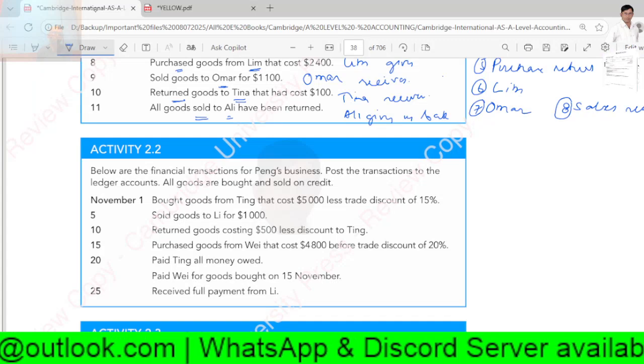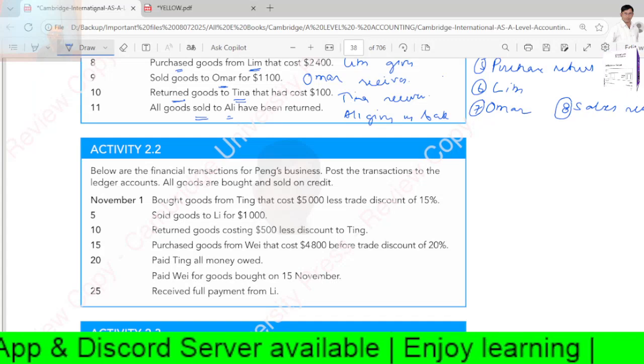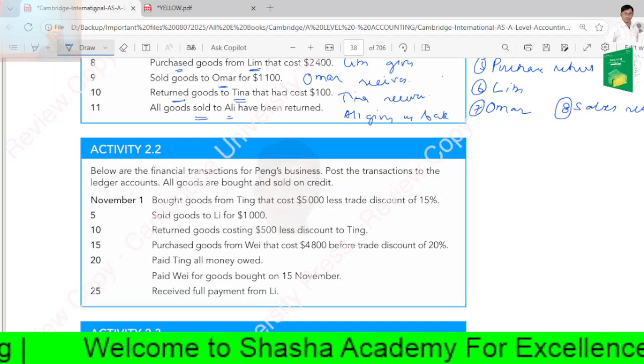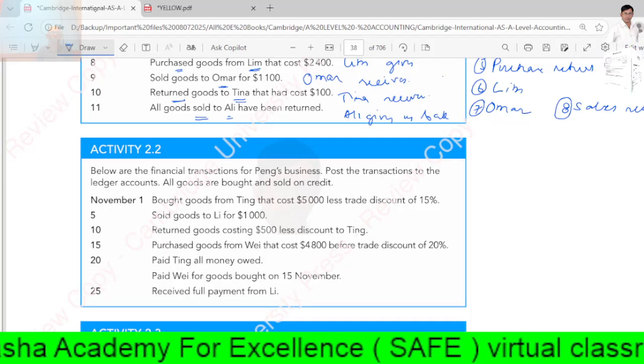So what you can do, you can try working out this question on your own, and in the next class you can cross check with the solution. So we will discuss this again in the next class.